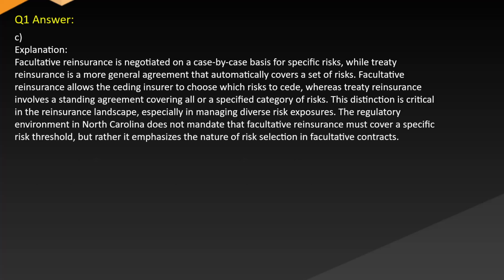Answer. C. Explanation. Facultative reinsurance is negotiated on a case-by-case basis for specific risks, while treaty reinsurance is a more general agreement that automatically covers a set of risks. Facultative reinsurance allows the ceding insurer to choose which risks to cede, whereas treaty reinsurance involves a standing agreement covering all or a specified category of risks.